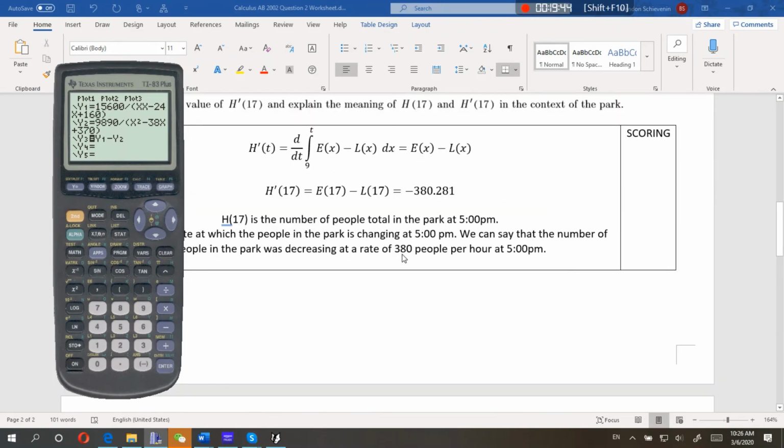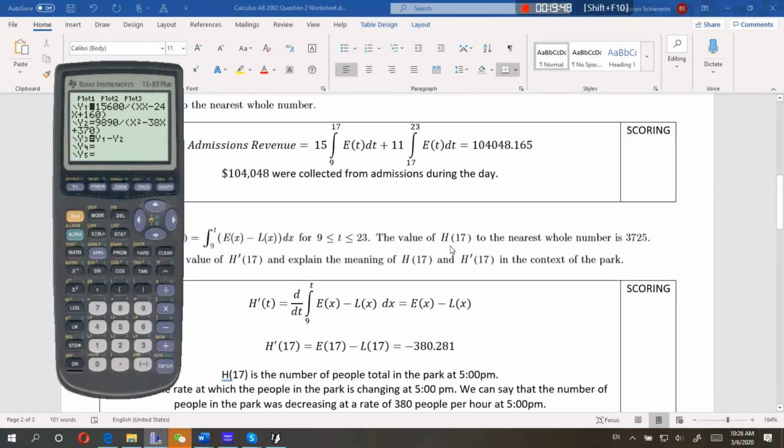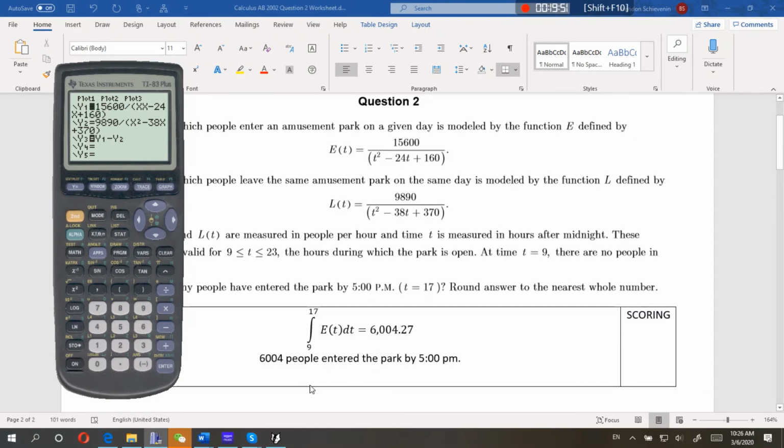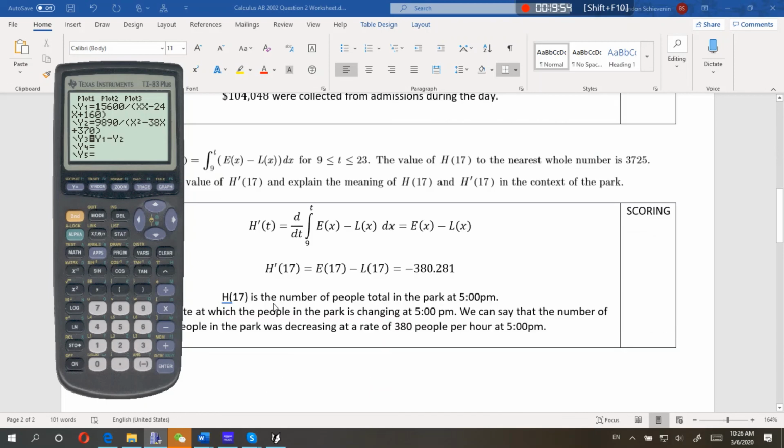And this is the number of people in the park. We know that the number of people in the park can go up to 6,000 at least. So when I set the window, I want to be able to see from 9 a.m. until 11 p.m. So I'm going to go from 8 to 24 just to give myself a little bit of space, and go up to at least 6,000 people. Okay, so that should be good. I went down to negative 1,000 people and then up to 6,000 people.